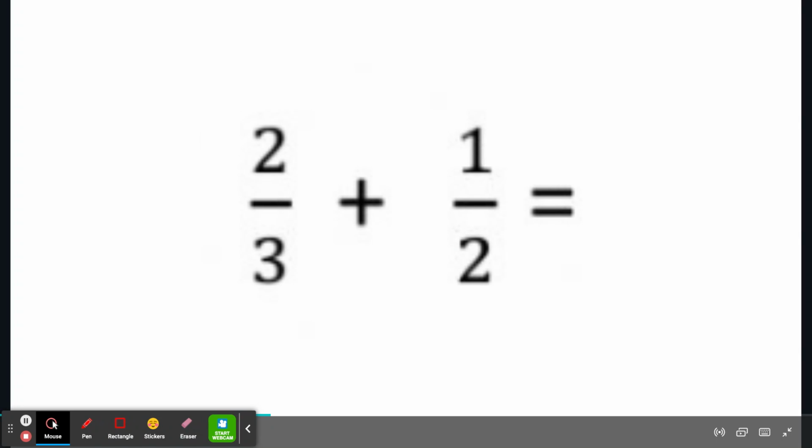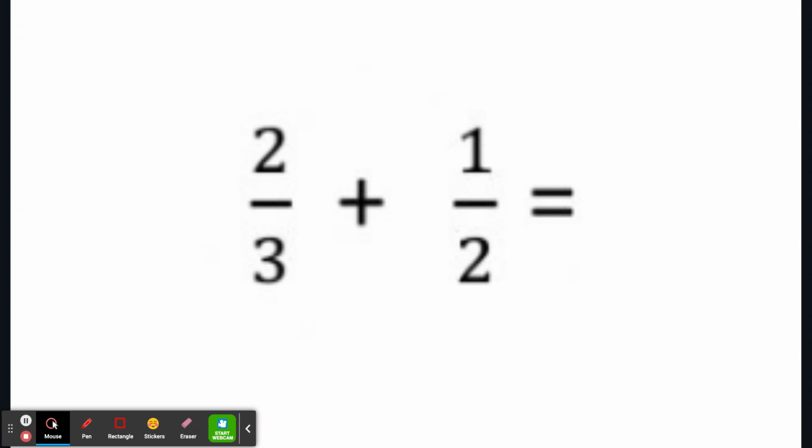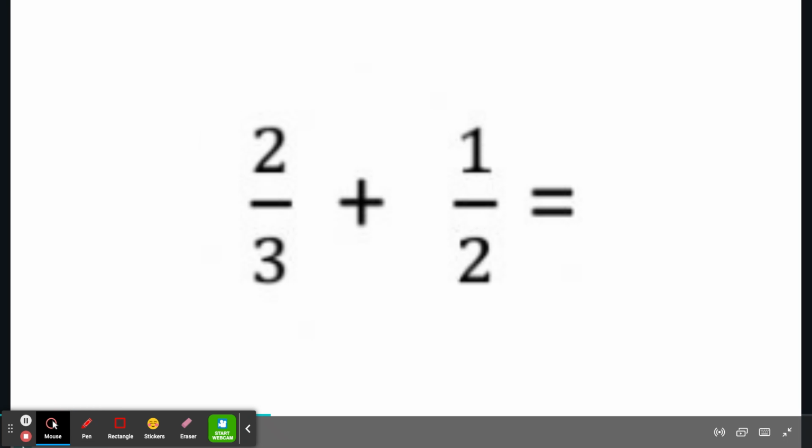Hey guys, so I am going to be giving you a quick tutorial on how to add fractions that have different denominators. So let's begin. Our fractions are 2/3 plus 1/2.